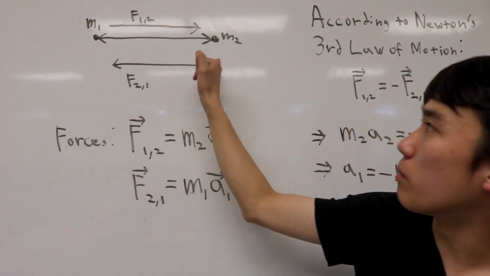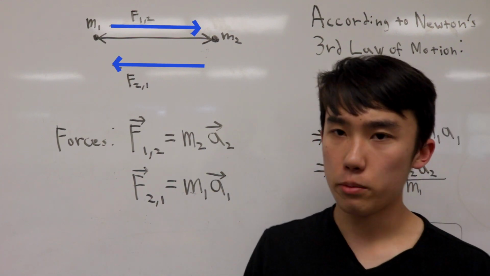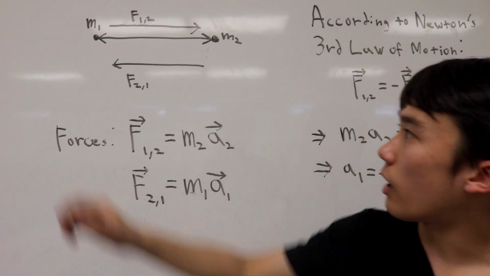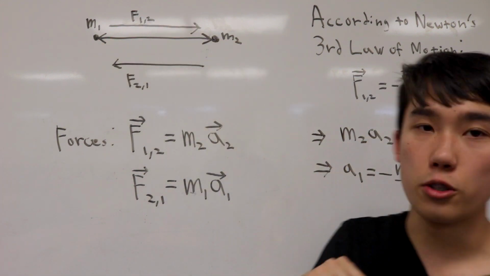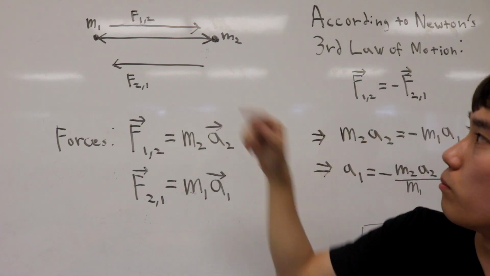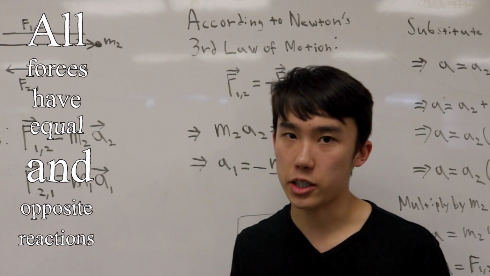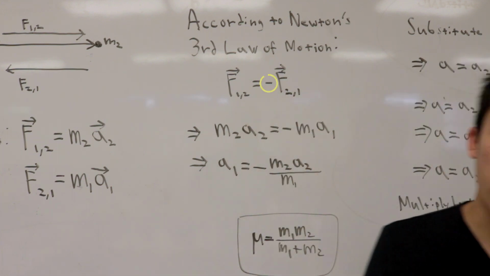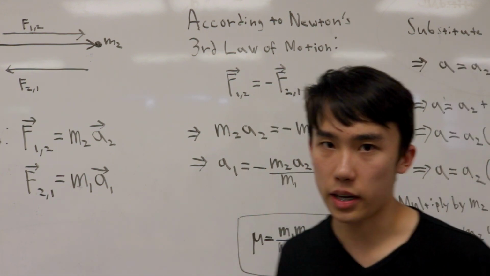So we know that m1 and m2 both exert forces on each other, but how do we characterize those forces? Well, it's pretty simple. Using Newton's second law, we can find that the force m1 exerts on m2 is just m2 times its acceleration, a2, and then the same thing for m1. All forces have equal and opposite reactions, meaning that these forces will be equal, but we'll have to put a negative sign on one of them because they're going opposite directions.